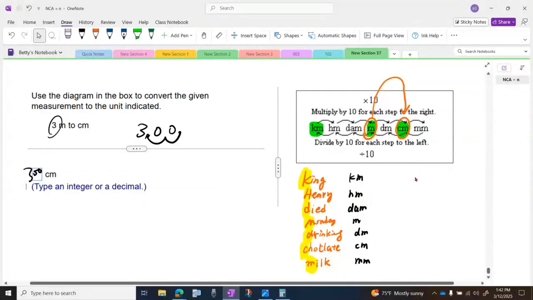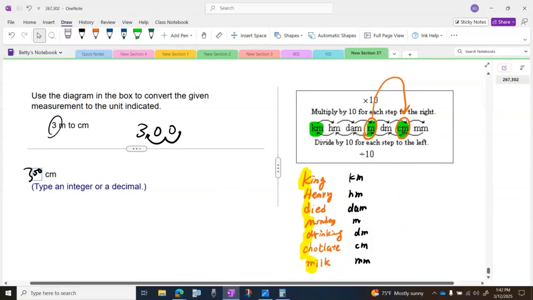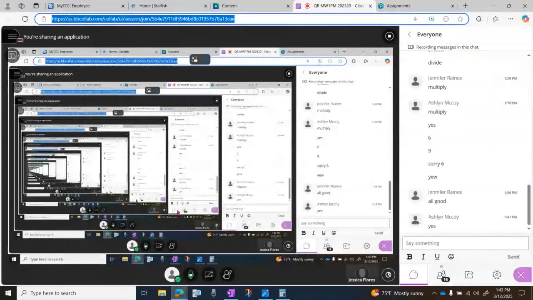Okay, how do we convert within the metric system? First, you need to know the diagram, right? King Henry died Monday drinking chocolate milk. I think it's not too bad. King Henry died Monday drinking chocolate milk. Probably a lot of you can just memorize it now, right? If you go from meter to centimeter in this question, you have to go to the right twice. That means you just need to move the decimal point in the number in front of meter to the right twice. You move the decimal point in the 3 to the right twice, you get 300. Let me know, am I clear, guys? Okay, very good.